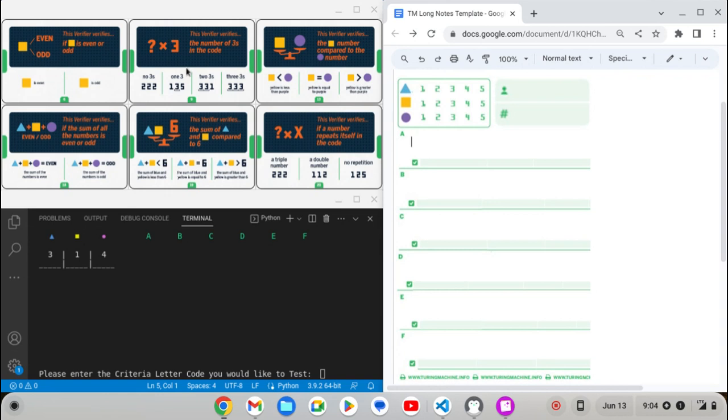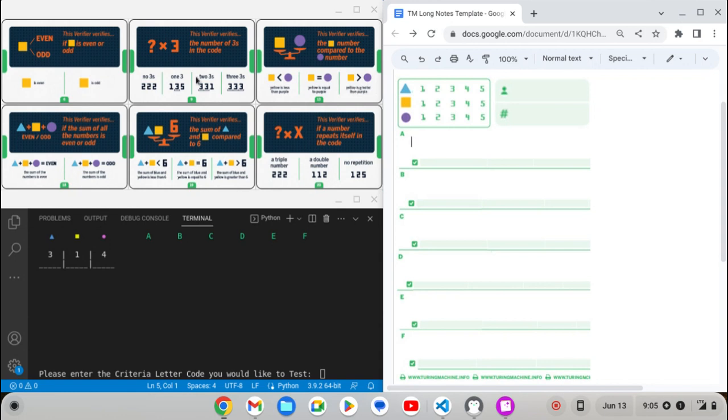Criteria card B looks at the 3 digits in our code and will let us know how many of those are 3s. Are there no 3s? Is there 1, 2, or possibly all 3 of them are 3? Criteria card C will compare the middle and last digit, the square and circle, and basically will let us know whether the square value should be less than circle, perhaps they're equal to each other, or the square is greater than circle.